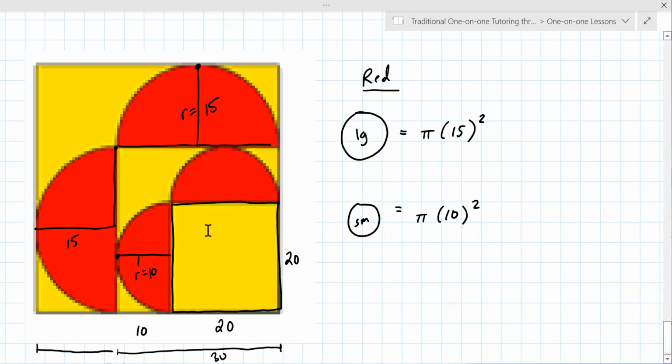And now I see three squares. There's the small one, the medium one, and then the large one. So let's do the small square first. So this is now yellow. Actually, let me do it off to the side. Okay. So the small yellow is 20 squared. It's the small one.